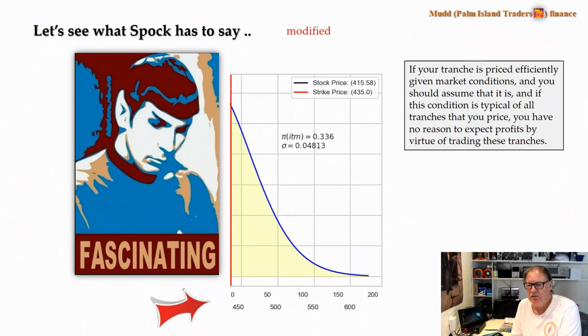Now that means on this slide, it makes sense to change the axes as well. There's nothing else about this that we really have to say, because what I said about the tranche is true. If your tranche is priced efficiently given market conditions, and you should assume that it is, and if this condition is typical of all tranches that you price, you have no reason to expect profits by virtue of trading these tranches. And then if we convert this from a tranche mapping to a call option mapping by simply changing the axes as we do here, because effectively that's how you do it, then the same thing is true when you talk about the value of a call option.